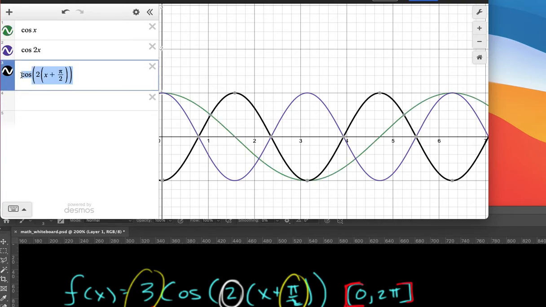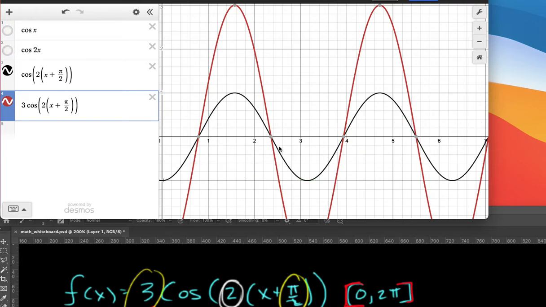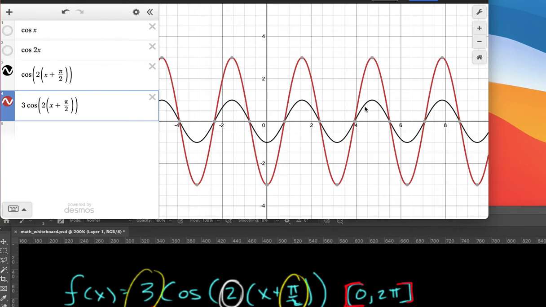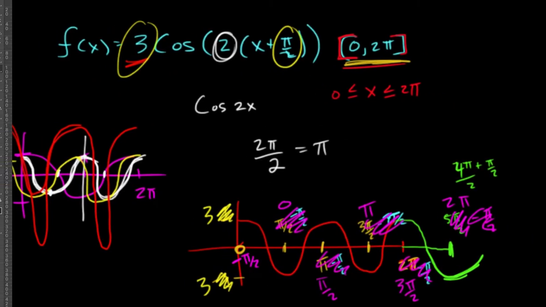Okay, I'll copy this. And then all we do is add that 3 out in front, and we got our new thing. So notice, if we just compare the black and the red, they hit the same places on the x-axis, but the red one is 3 times as tall and goes 3 times lower. Okay? Alright, go back here.